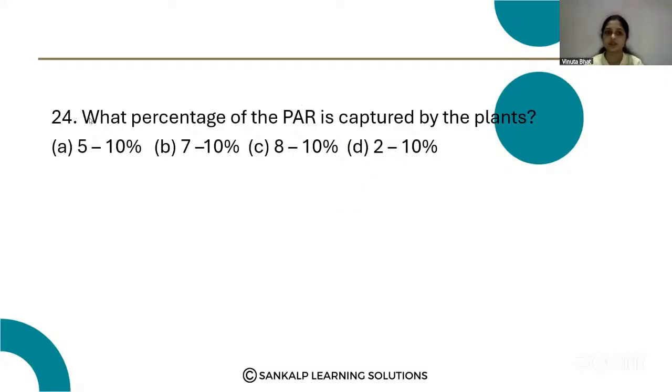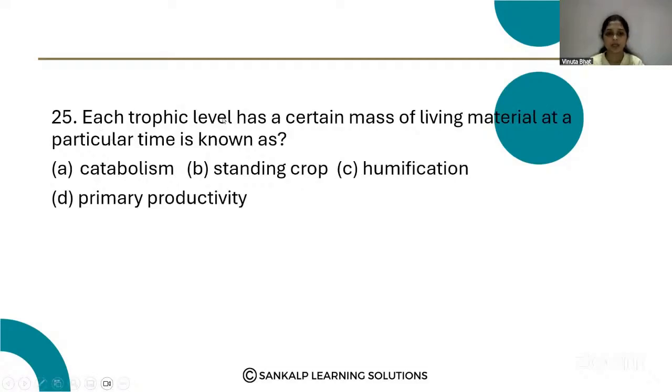Next question, 25th question. Each trophic level has a certain mass of living material at a particular time, which is known as: option A catabolism, option B standing crop, option C humification, option D primary productivity.